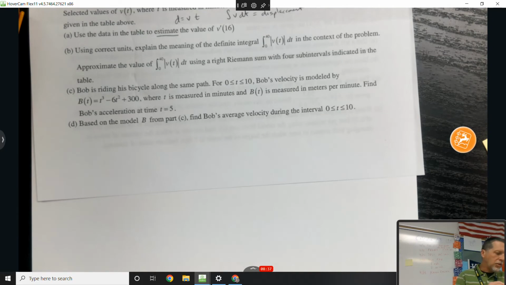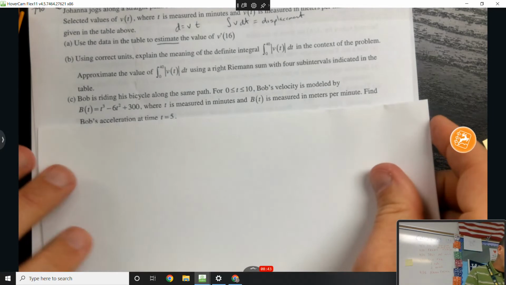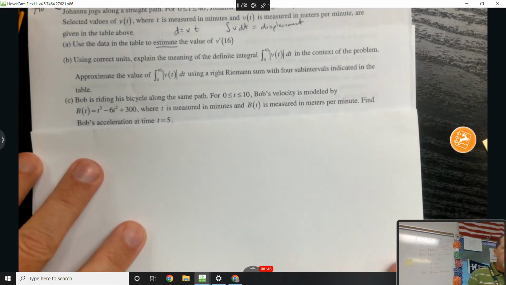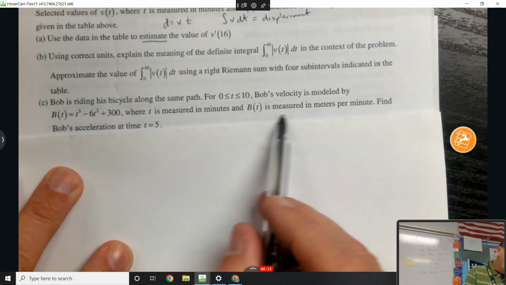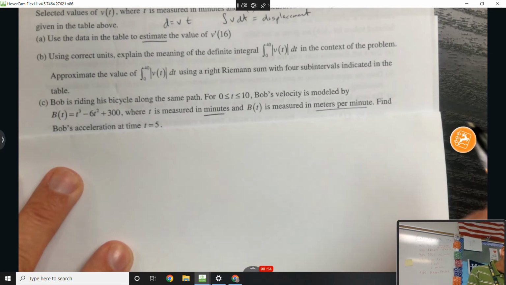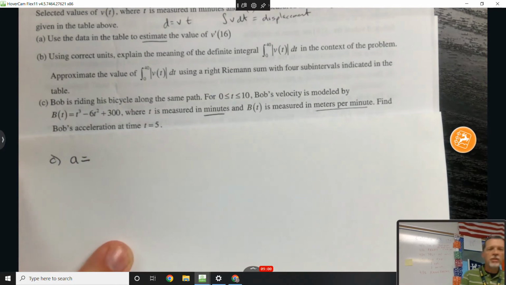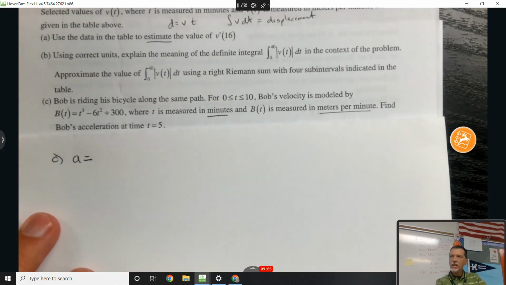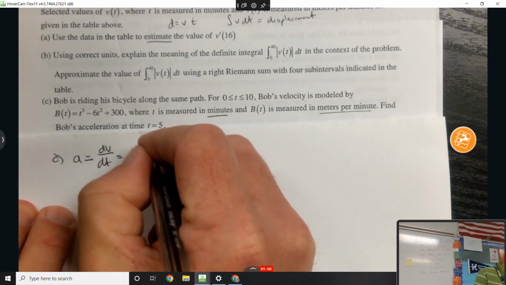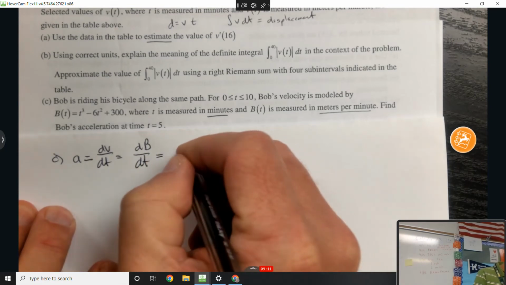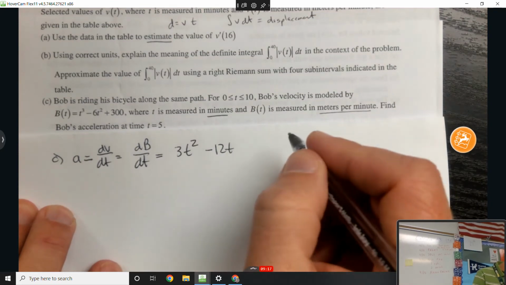All right, part C. Bob is riding his bicycle along the same path. For 0 to 10, Bob's velocity is measured by that equation. Okay, still meters per minute. Find Bob's acceleration. We mentioned this earlier. How do I find acceleration? Derivative of velocity. dv/dt, or in Bob's case, dB/dt. And this is kind of an easy one. 3t squared minus 12t, and that's it.